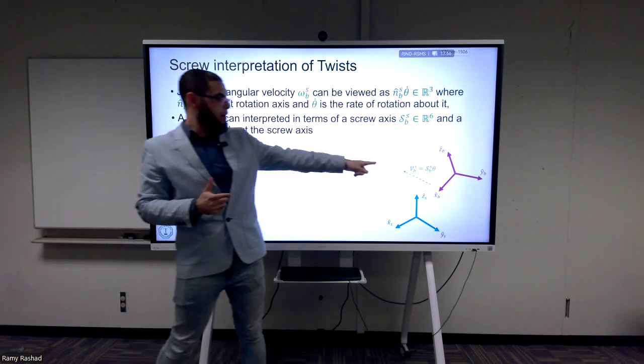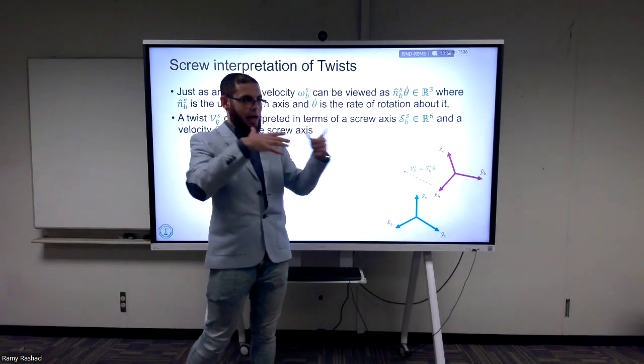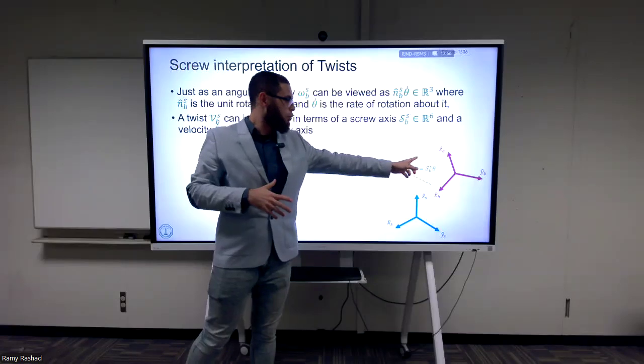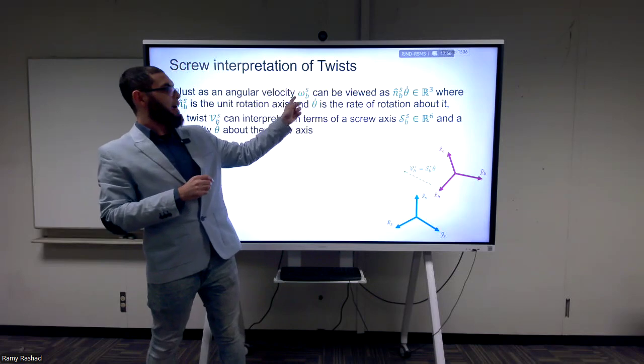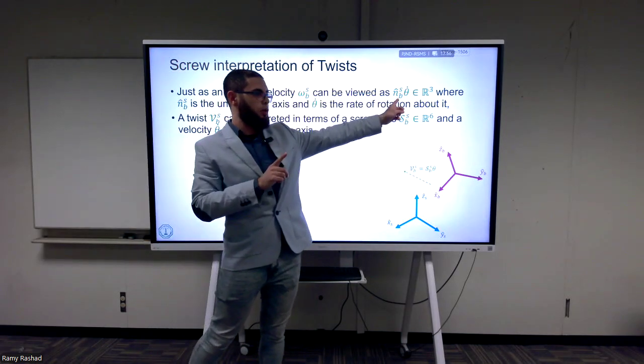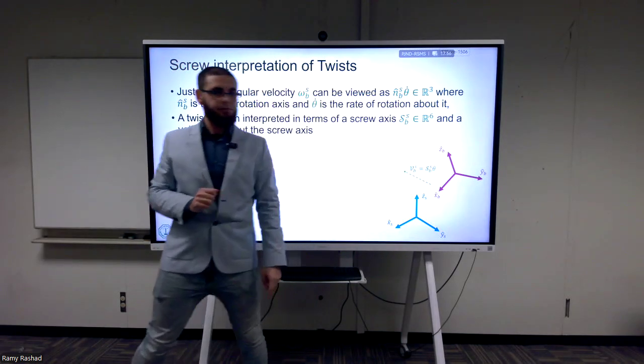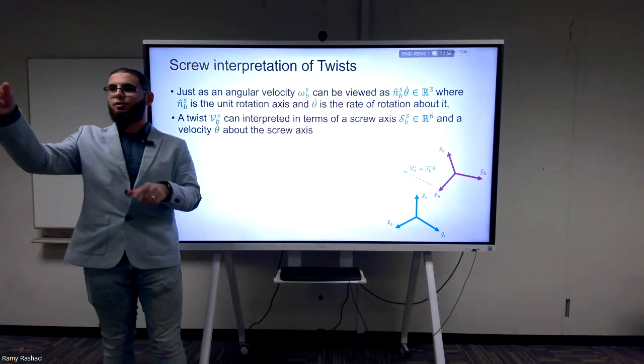This is an abstract concept, a screw, in terms of which we describe the twist, just like when we described the angular velocity abstractly as some sort of rotation about some axis.